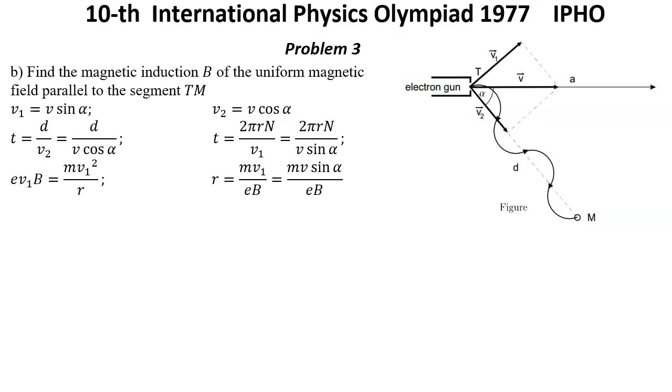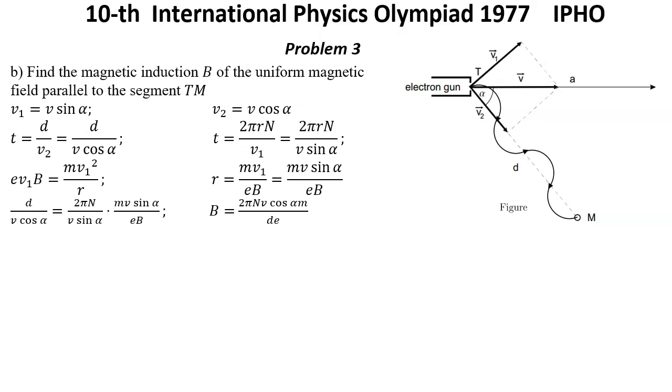Now we can equalize both times and get that d over v cosine alpha equals 2 pi n over v sine alpha multiplied by m v sine alpha over eB. So when we cancel v sine alpha in the right part, we have magnetic induction B equals 2 pi n v cosine alpha multiplied by mass m and divided by d e.